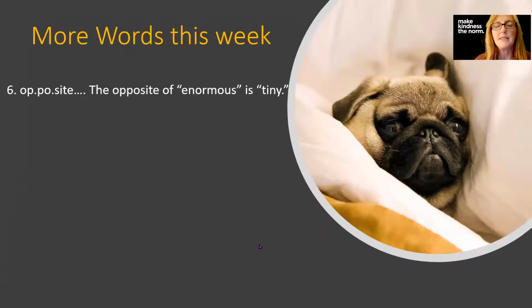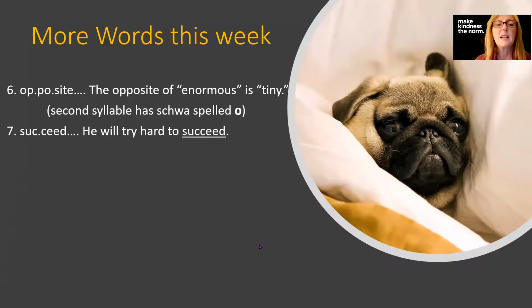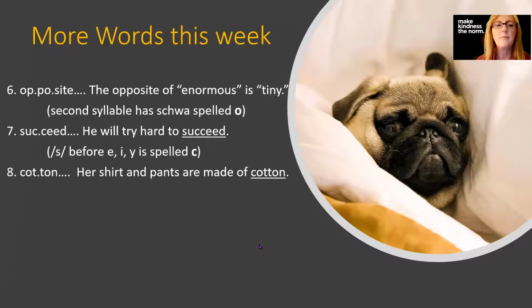So here's opposite. See if you can hear it. Opposite, the opposite of enormous is tiny. Opposite. Yep, the second syllable, right, has the schwa spelled with an O. Succeed, he will try hard to succeed. Remember that sound before E, I, or Y, it's spelled with a C, like in succeed.